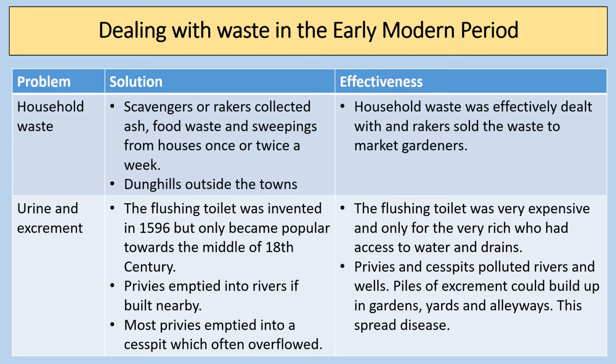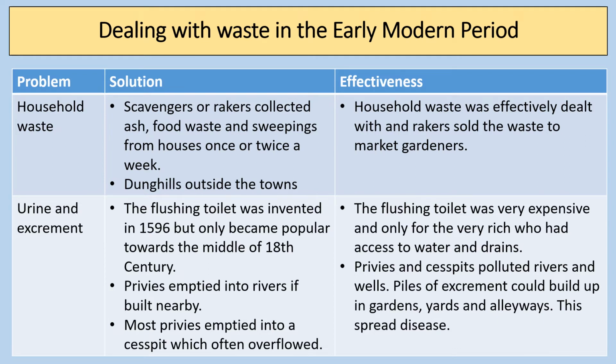In terms of dealing with urine and excrement, the flushing toilet was invented in 1596, but that was very expensive because you'd need piped water in, you'd need drains to take the sewage away. So it only really became popular towards the middle of the 18th century, although some of the wealthiest in society, of course, would have had flushing toilets.